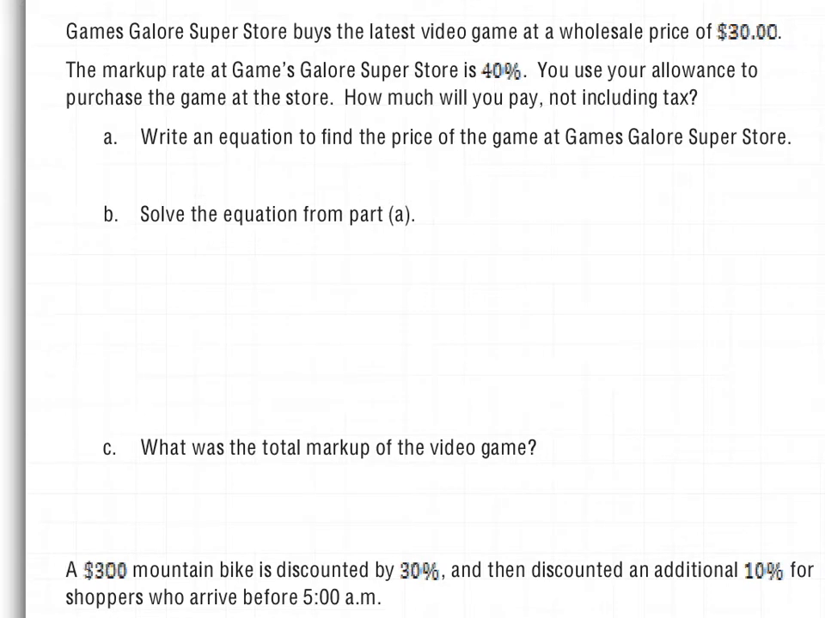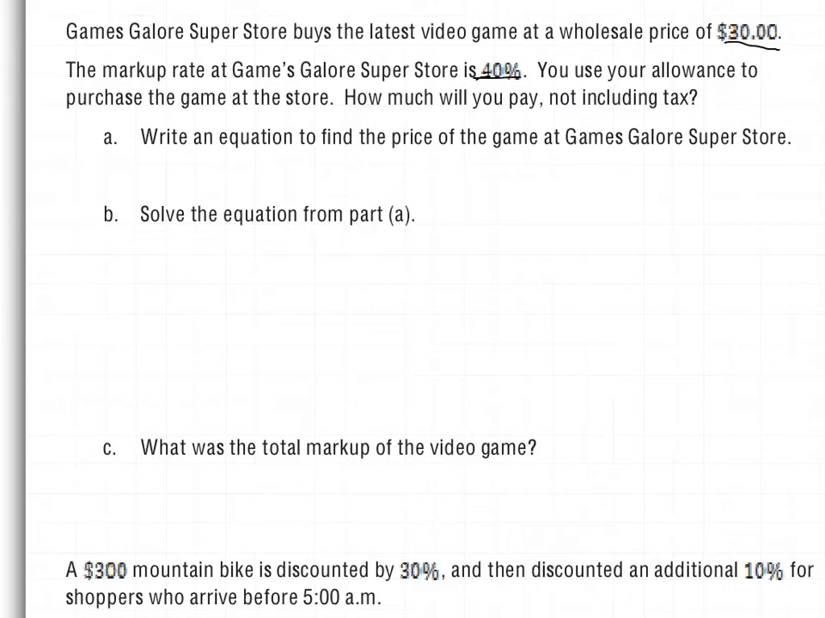All right, so Games Galore Superstore buys the latest video game at a wholesale price of $30. So talking about wholesale price, when a manufacturer makes something, they sell it to the store for what we call the wholesale price, and then the store marks it up so they can make some profit to sell it to you. So in this particular case, the manufacturer makes the product and then sells it to Games Galore for $30, and then Games Galore is going to mark up the price 40% so they can make some money.